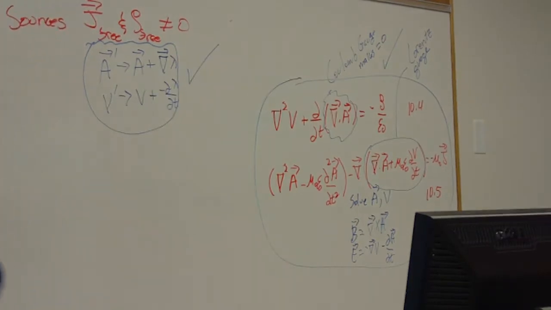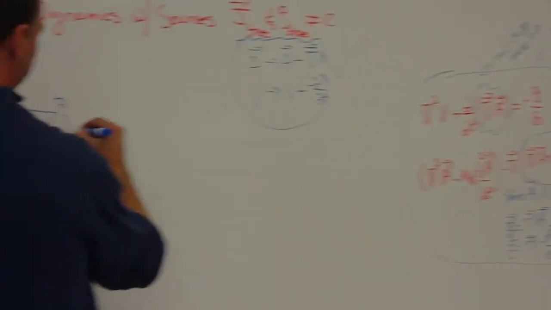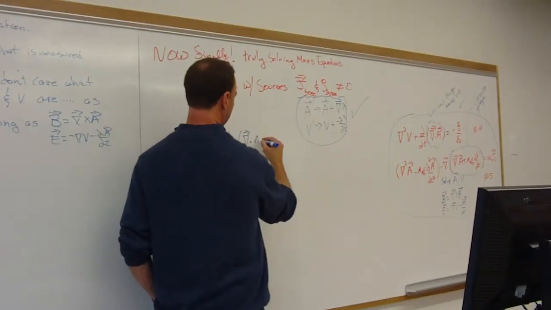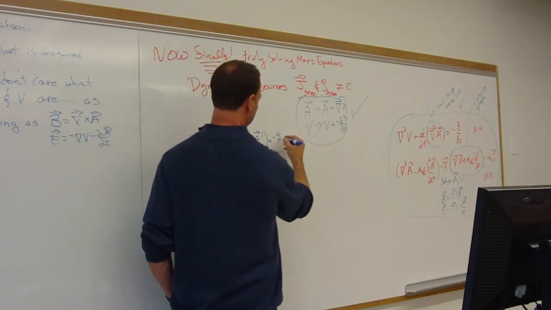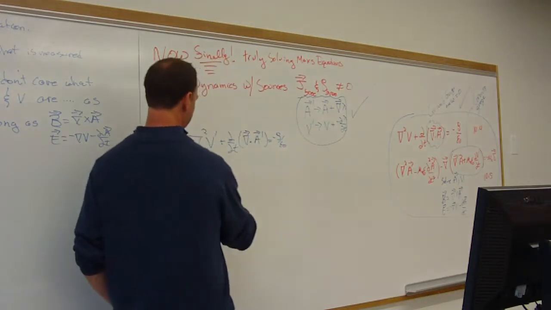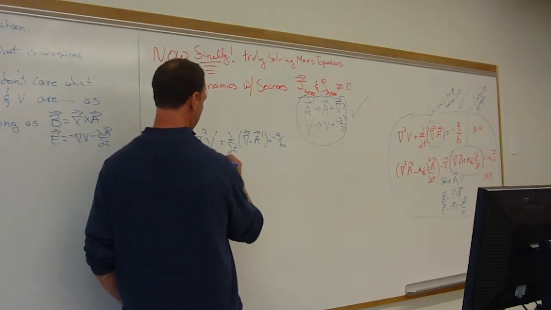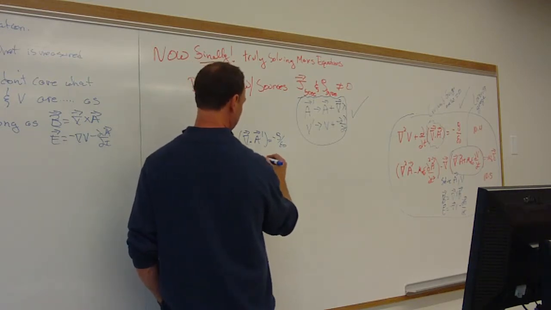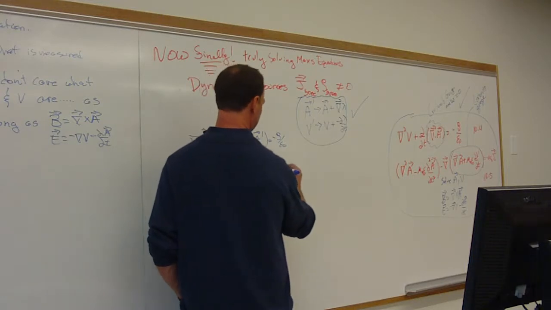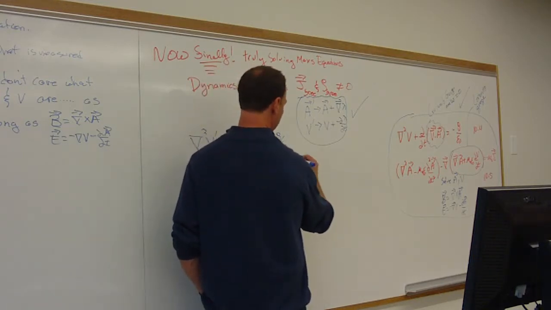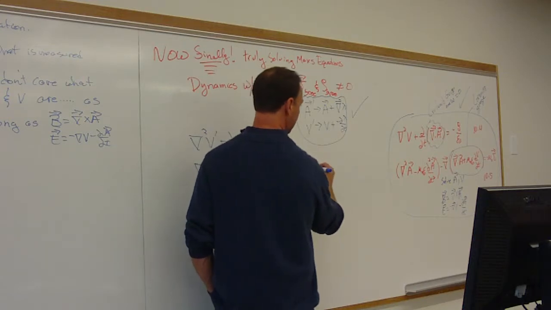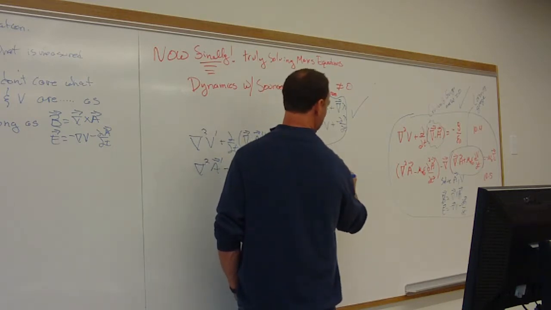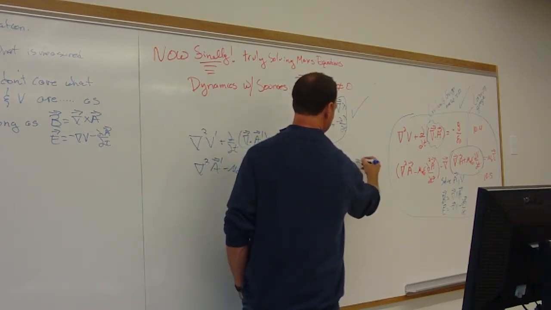So now let me rewrite this as, now I'm going to be solving del squared V prime plus partial with respect to t of the divergence of A prime equals minus rho over epsilon naught, and then del squared A prime minus mu naught epsilon naught partial squared A prime with respect to t squared, minus the gradient of the divergence of A prime plus mu naught epsilon naught partial V prime with respect to t equals minus mu naught J. Okay?